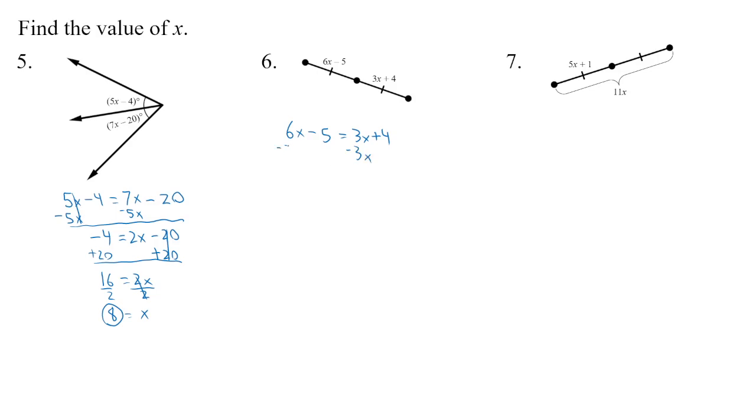Subtract 3x from both sides, and you have 3x minus 5 equals 4. Add 5 to both sides, and you have 3x equals 9. Divide both sides by 3, and you have x equals 3.